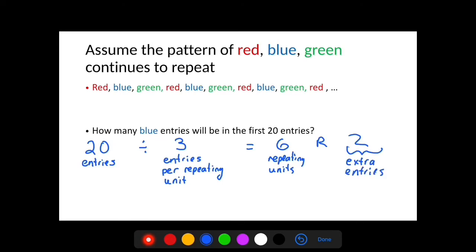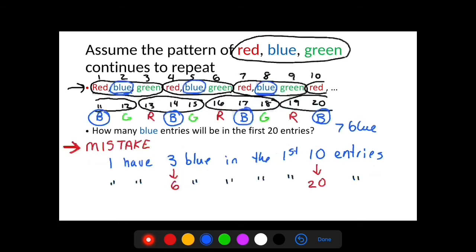Let's go back and look and count. So we're going to count our repeating units. 1, 2, 3, 4, 5, 6, 6 sets of 3, and then 2 left over.